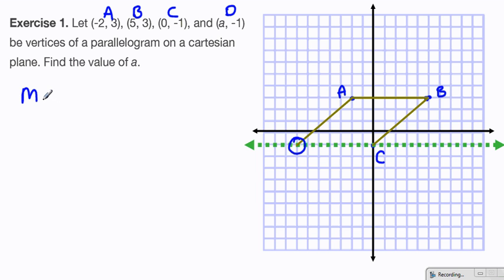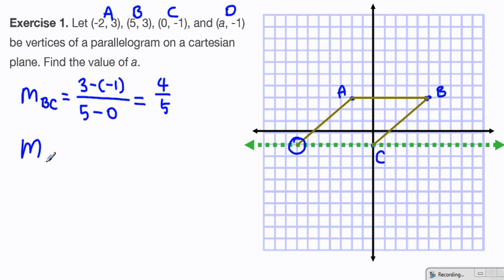So let us try to find the slope between B and C first. Then we end up getting 3 minus -1. That will be the change of y. 5 minus 0, that will be the change of x. Hence, we end up getting 4 over 5.